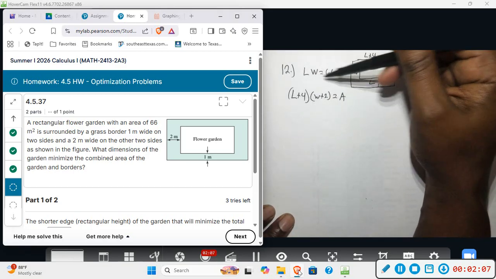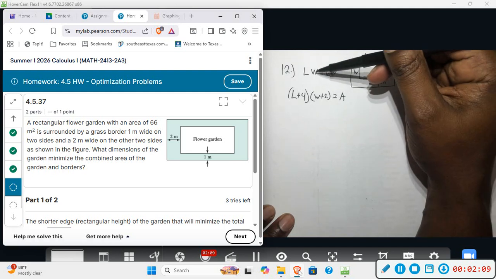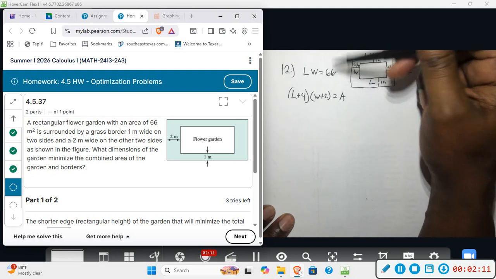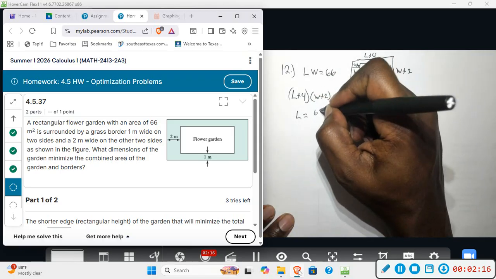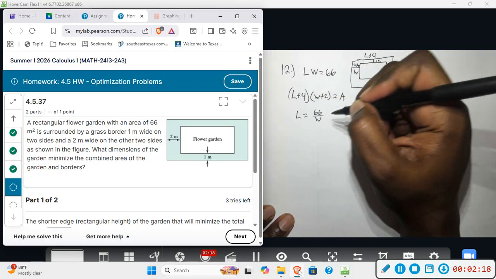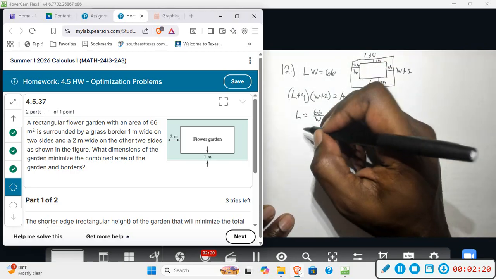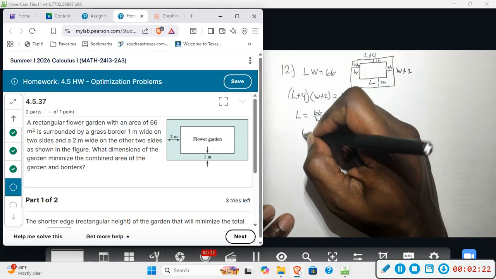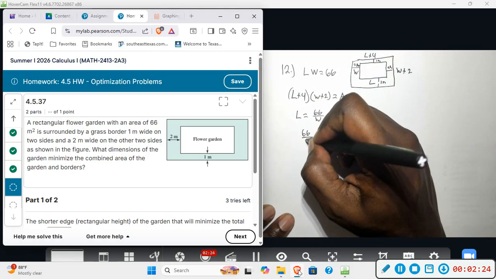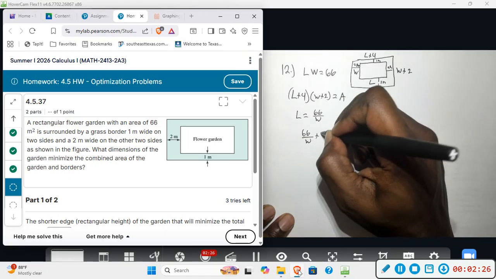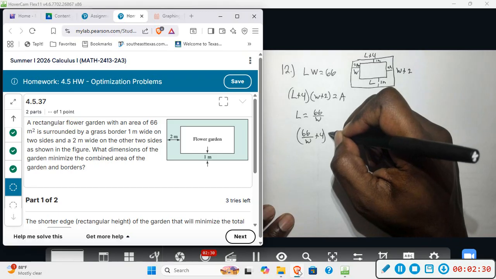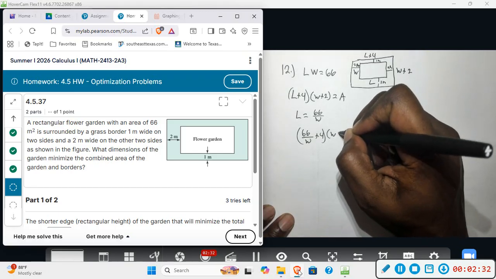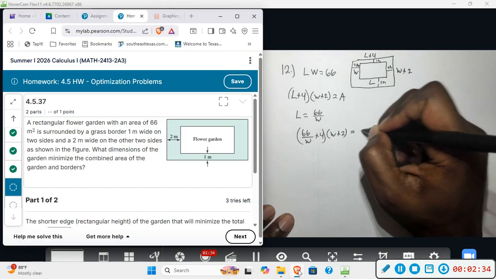We're going to solve for L or W, does not matter. Let's just solve for L, divide by W. So we'll get L equals 66 divided by W, and then we will plug that in. L equals 66 divided by W, plus 4, times W plus 2, and that will equal our area.